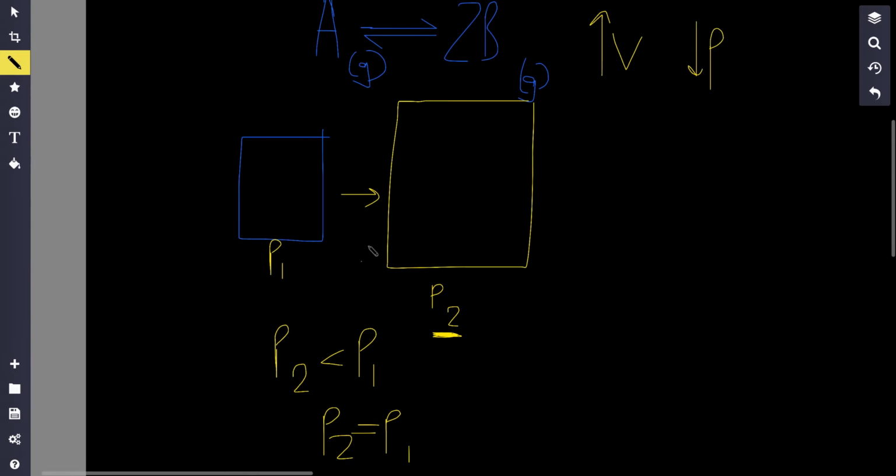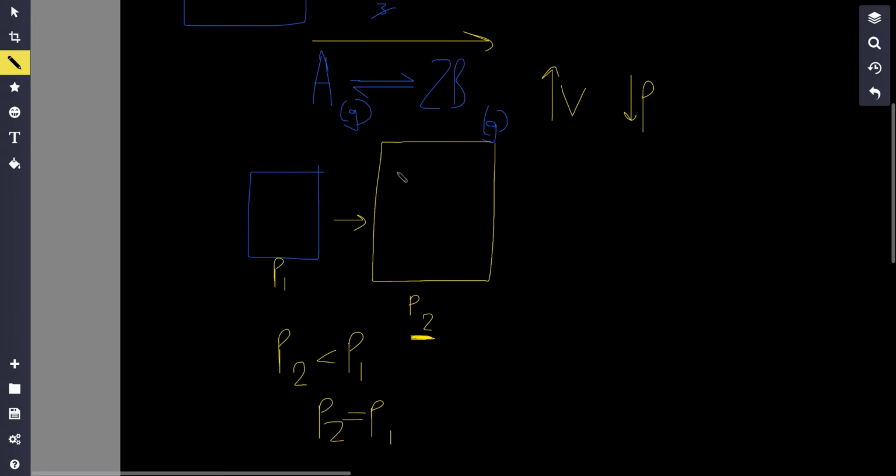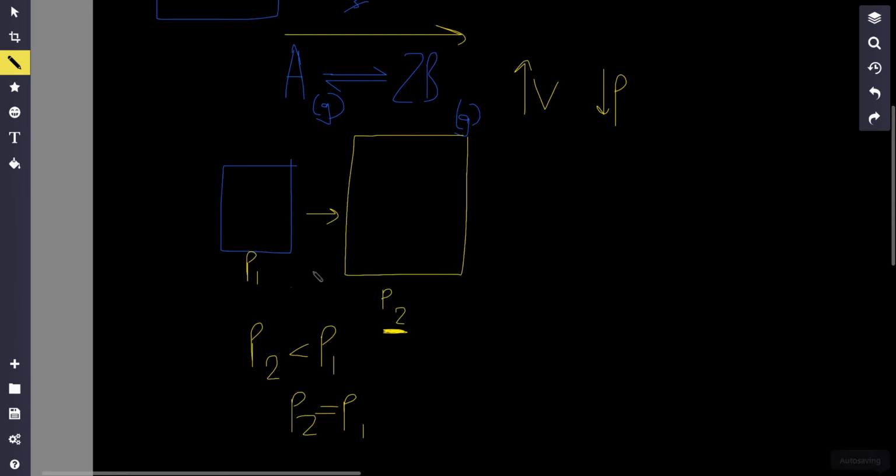So how do I do that? Well, my reaction is going to shift to the side with the most gas particles. The more moles of gas particles you have, the more pressure, which makes logical sense. So my reaction is going to shift to the right, to the product side, in order to make the pressures equal. Likewise, if I decrease the volume, that's the same thing as increasing the pressure, and as a result, my reaction will shift to the left.